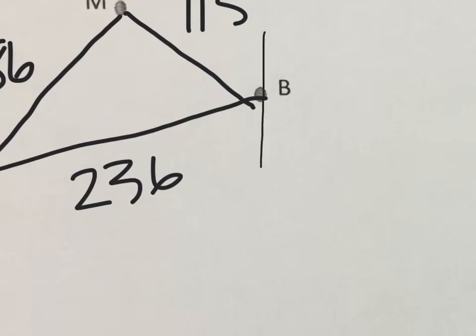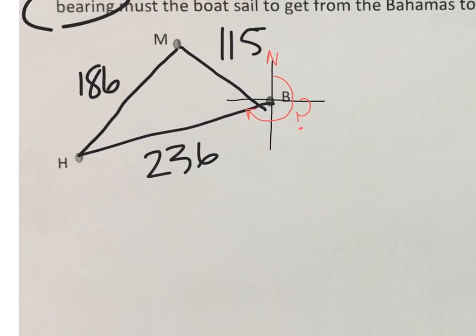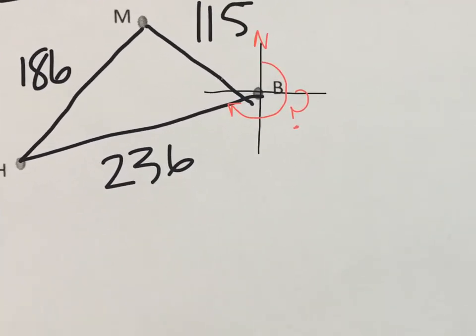Okay, so we draw in our compass here at the Bahamas, and we're asked for this. What is the bearing? So from due north, how many degrees must we turn and sail in order to go towards Havana? Okay, so we're going to use the law of cosines to figure out what this angle is. Since this is the closest to the angle in question, we're going to figure out this angle, angle B.